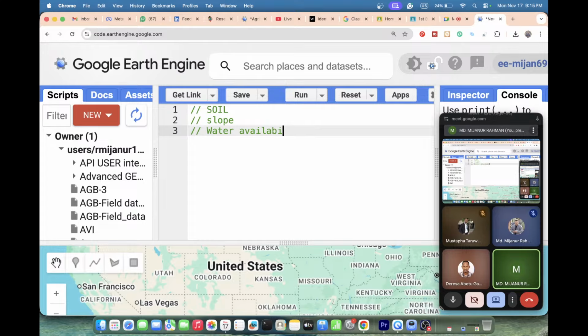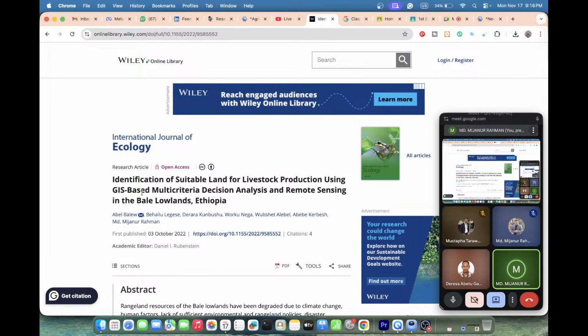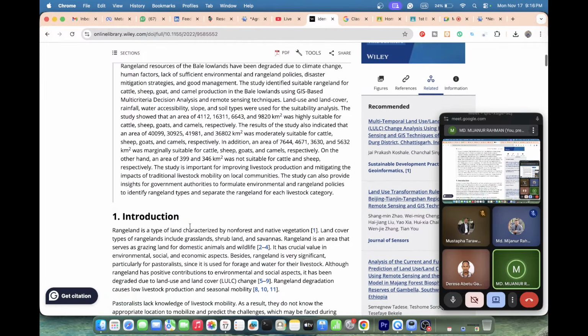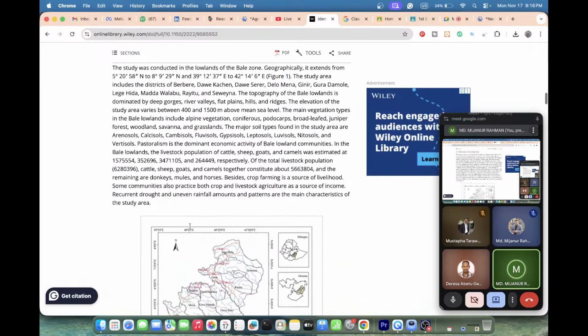Suppose you want to make a farm, or you want to make a livestock grazing location, then you must consider which place has water, or the distance to water. Suppose in this paper we try to identify livestock production using GIS-based multi-criteria decision analysis and remote sensing in this region. So in this paper we try to identify the livestock production zone with the help of GIS and remote sensing.